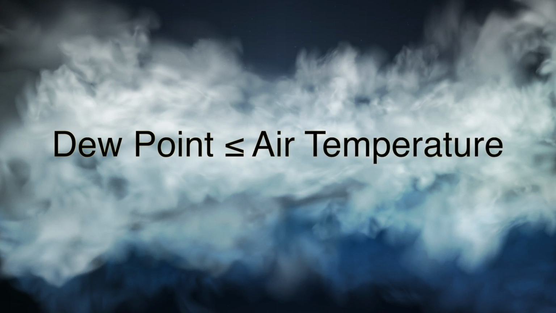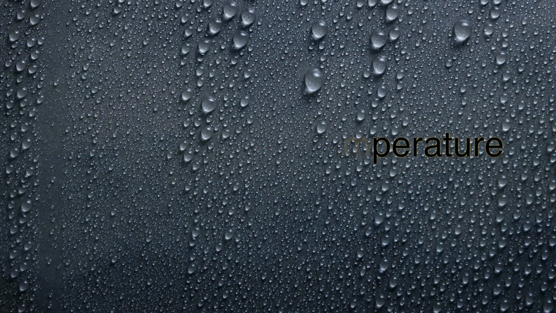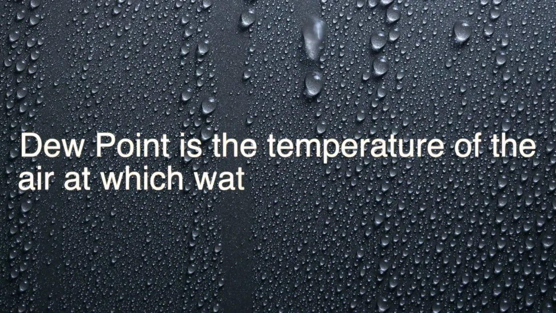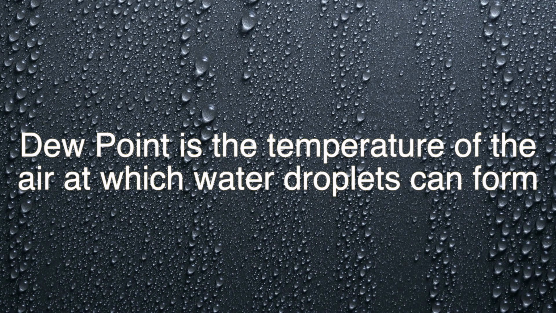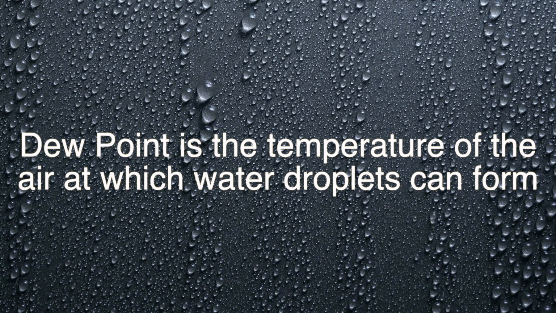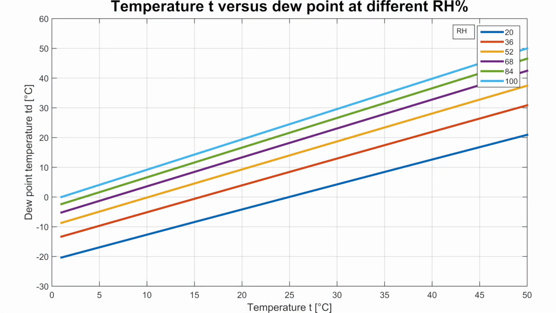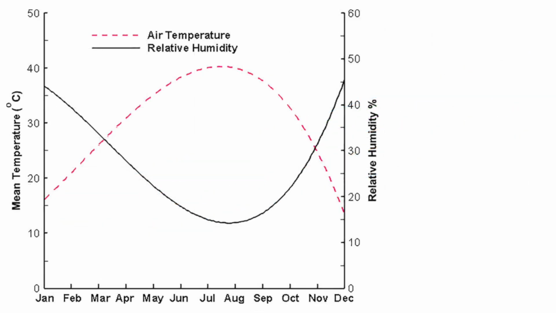The dew point temperature is always lower or equal to the air temperature. In other words, it is the temperature of the air at which water droplets can start to form, like the fogging on your bathroom mirror when you take a hot shower. That's because the mirror's surface temperature is lower than the dew point temperature, which allows fogging to appear on the mirror. It is to be noted that the dew point is different from relative humidity, which varies with the temperature.